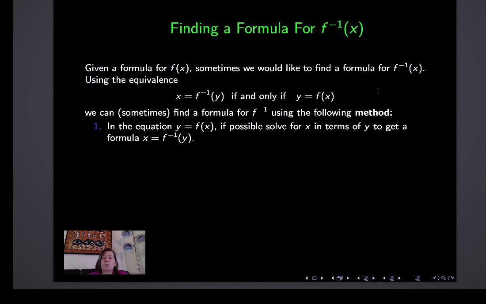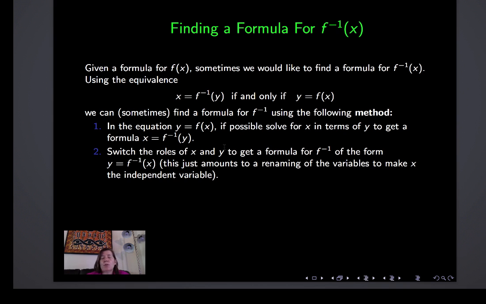We can use the following method. We can start with our formula y equals f of x, and if it's possible, then solve for x in terms of y to get the formula on the left here, x equals f inverse of y. And then because we prefer to have a formula of the form y equals f inverse of x, we can just take this equation and switch the roles of y and x to get a formula of the form y equals f inverse of x.